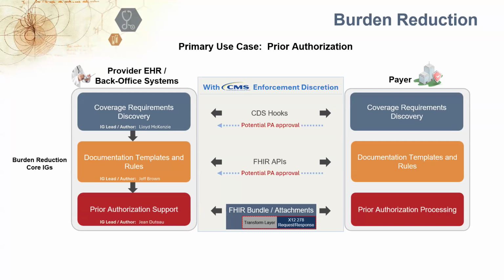The enforcement discretion means if you want a pure FHIR end-to-end exchange to do prior authorization submissions, you will not be penalized for it. And you'll also notice in the middle here, I have potential PA approval for both CRD and DTR. I can talk a little bit more about that in a moment, but this is a capability that's been there the whole time, but we could never leverage it because of the requirement for the X12 component. Again, very high level. I'll dig into more of this in details.